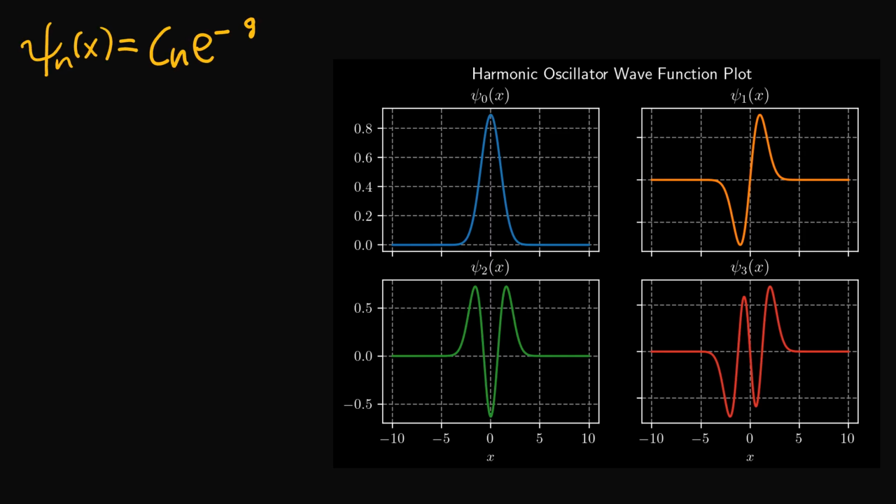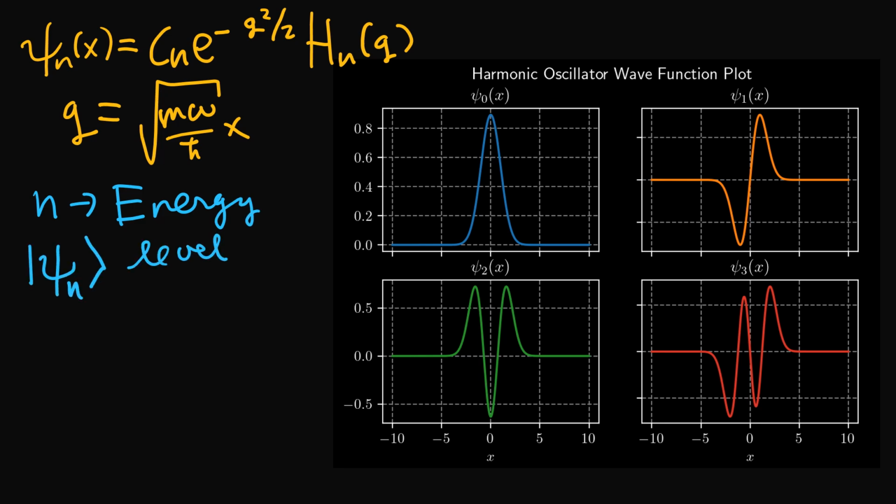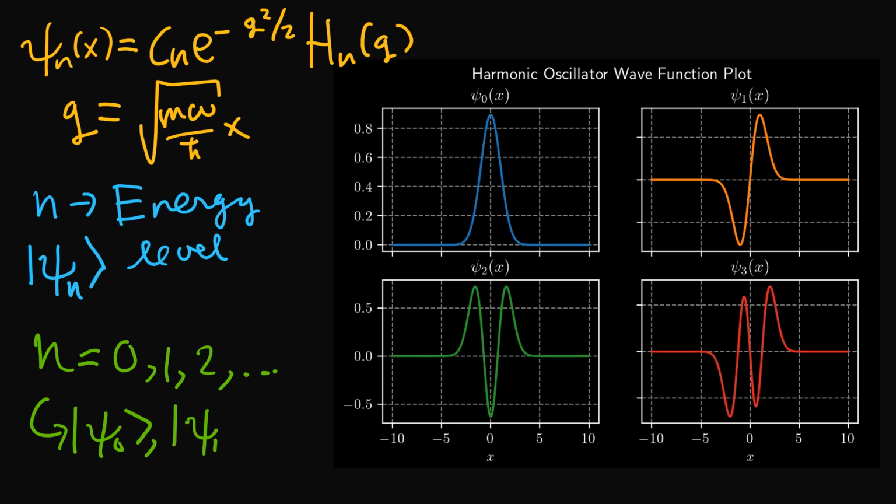I am going to use the wave function of the harmonic oscillator. Remember that Q is just a change of variable. Here, n is the energy level of the harmonic oscillator. Using the ket notation, we can denote the wave function as ket psi sub n. If n is to take non-negative integer values, then we can write ket psi for each value of n.